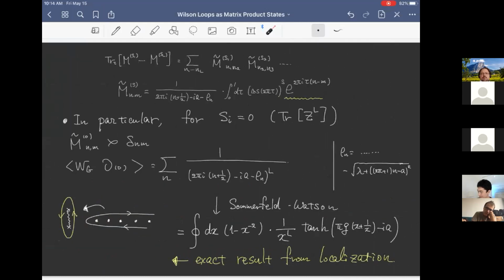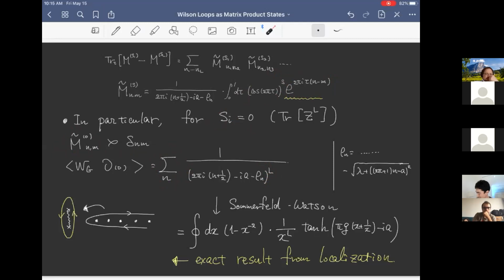So this is a simplification you get for the circular Wilson loop. In particular, if you consider the trace of Z to L without any covariant derivatives, that amounts to setting s_i to 0. And that is very simple, because if I set s to be 0 here, I only have exponential 2 pi i tau n minus n here, which basically means that this matrix is diagonal. Because it's diagonal, it's very easy to take a trace. It just reduces to a one sum, and you have a power to L.